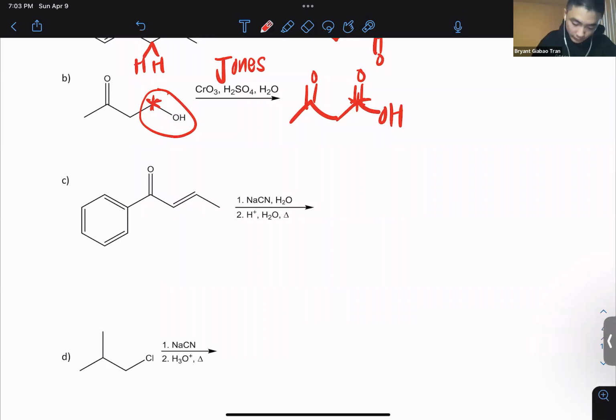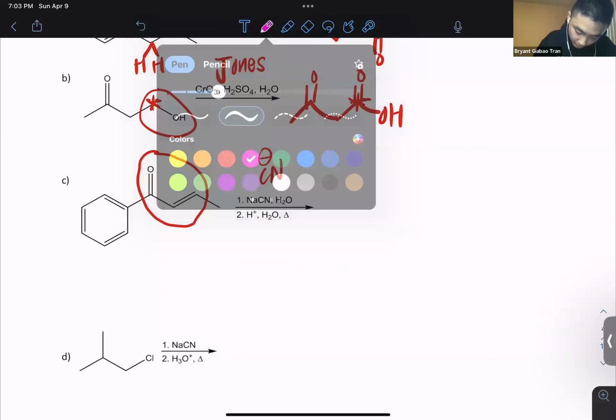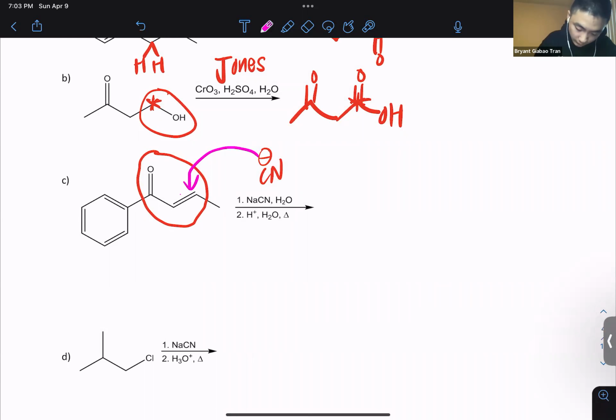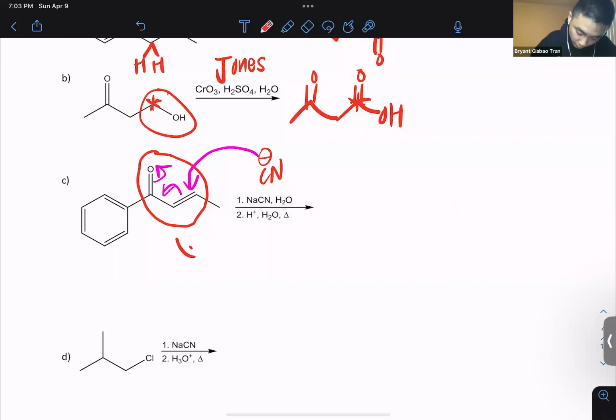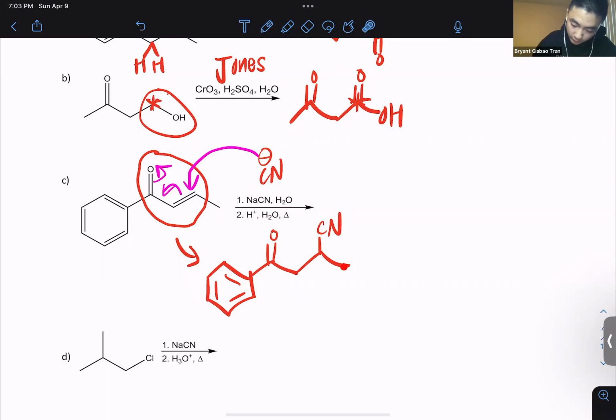Okay. So now we have an enone here, which is an alkene right next to a ketone. We have a soft nucleophile, which is the CN minus. And we said earlier that the soft nucleophile will attack the more partially positive carbon. And after the keto-enol tautomerization step, we're going to get this intermediate here. So this is after the first step.